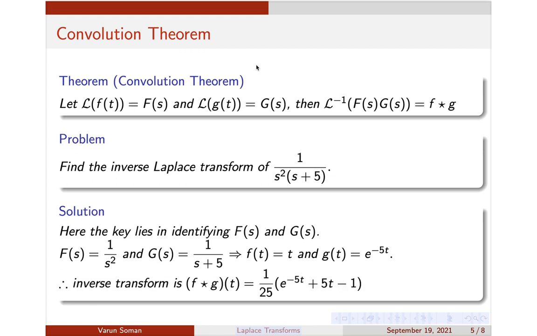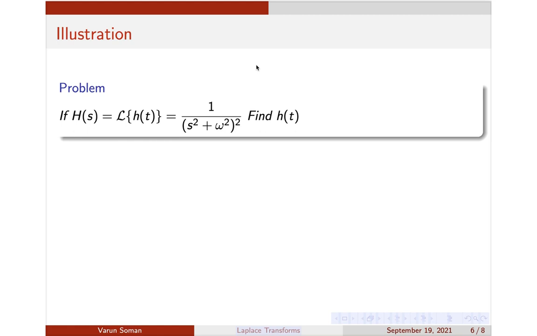Again, let us do one more problem here. Let us try to find the inverse transform of 1 by s square plus omega square, the whole square. This is actually very difficult to do using integration and also partial fractions. The only way to do it here is convolution. So what will you do here?